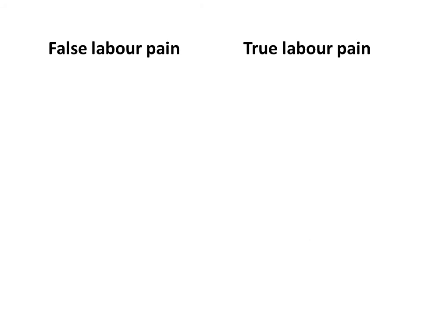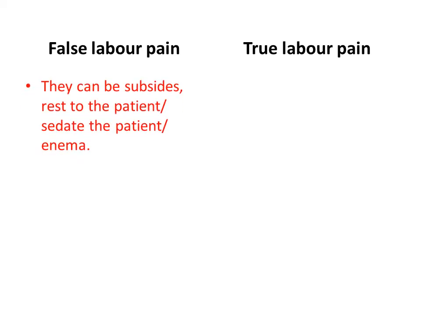Next you will see how the pain subsides. This is a very important point to keep in your mind. In false labor pain, the pain will subside by giving some rest to the patient, or by sedating the patient, or you can give an enema, or you can ambulate the patient. These are some of the ways through which false labor pain subsides. But true labor pain you cannot subside. No matter what you do, once the pain has begun, it has begun. So true labor pain will never subside.